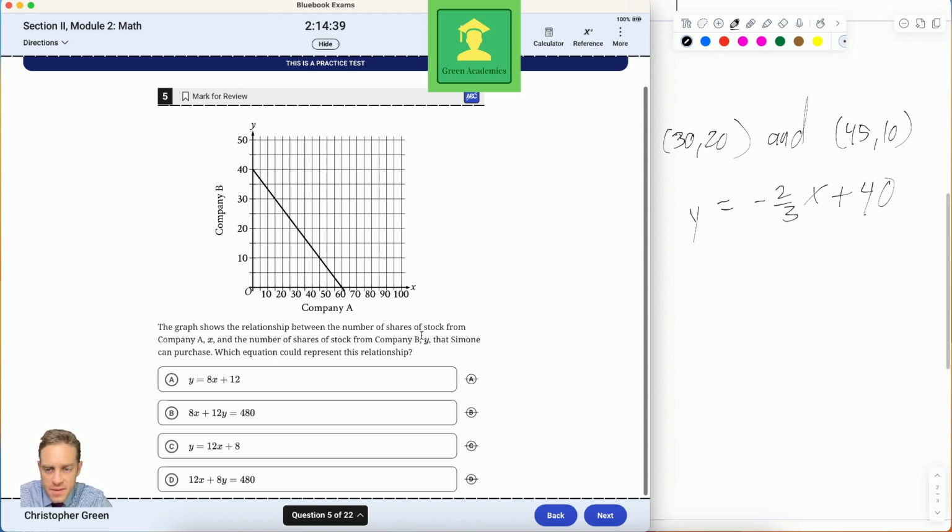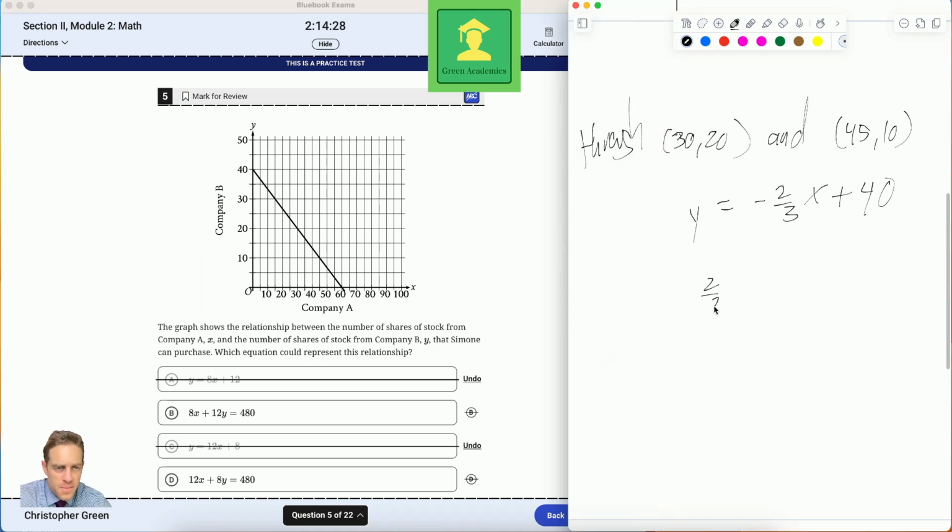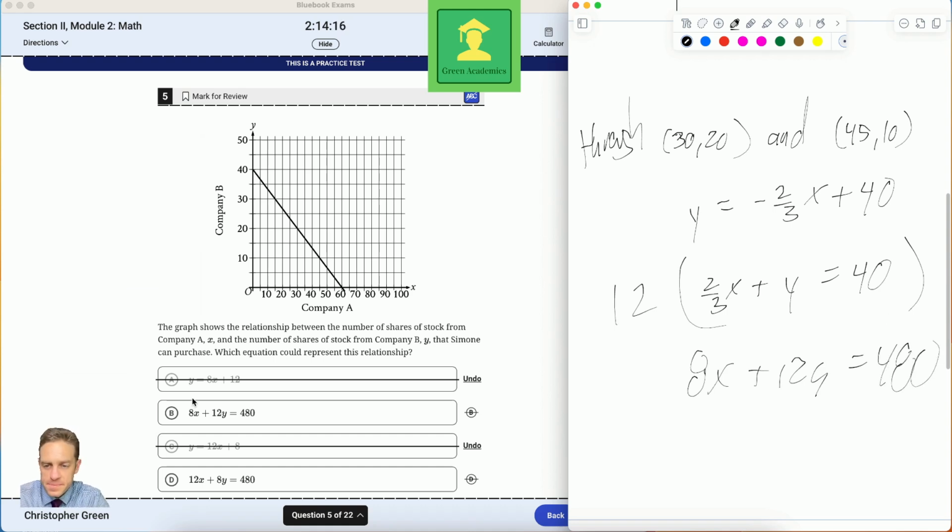Okay. So it's definitely not A as in apple or C as in cat. And then it looks like if you wanted to check that it's B as in boy, well, if I were to put this on the other side and set it equal to 40, and then multiply the entire expression by 12, you'd have 8x plus 12y equals 480.